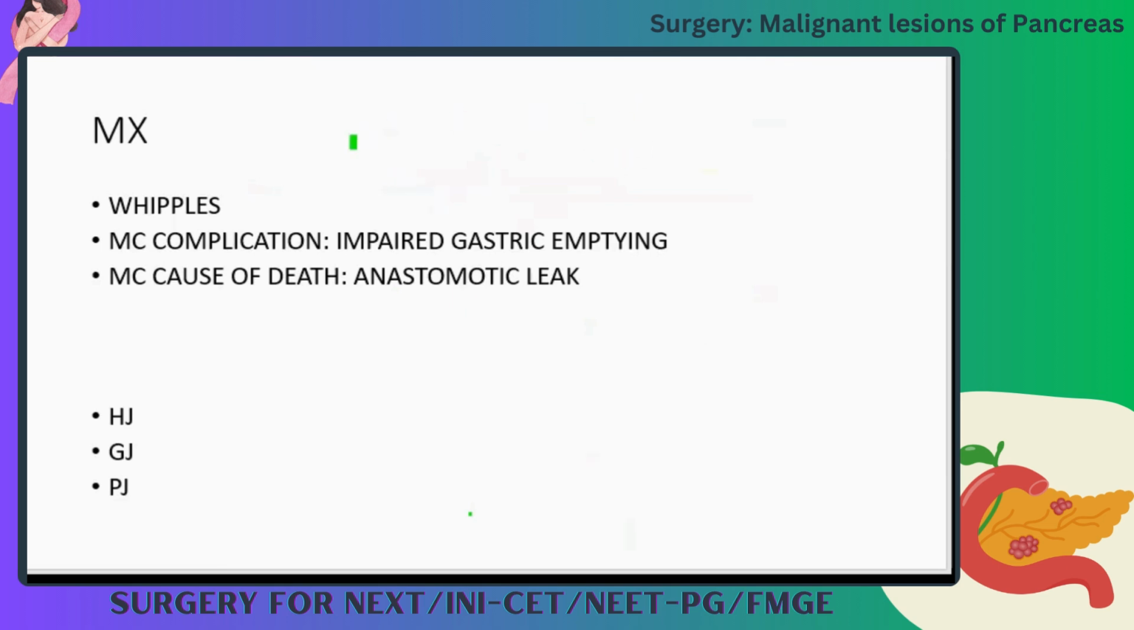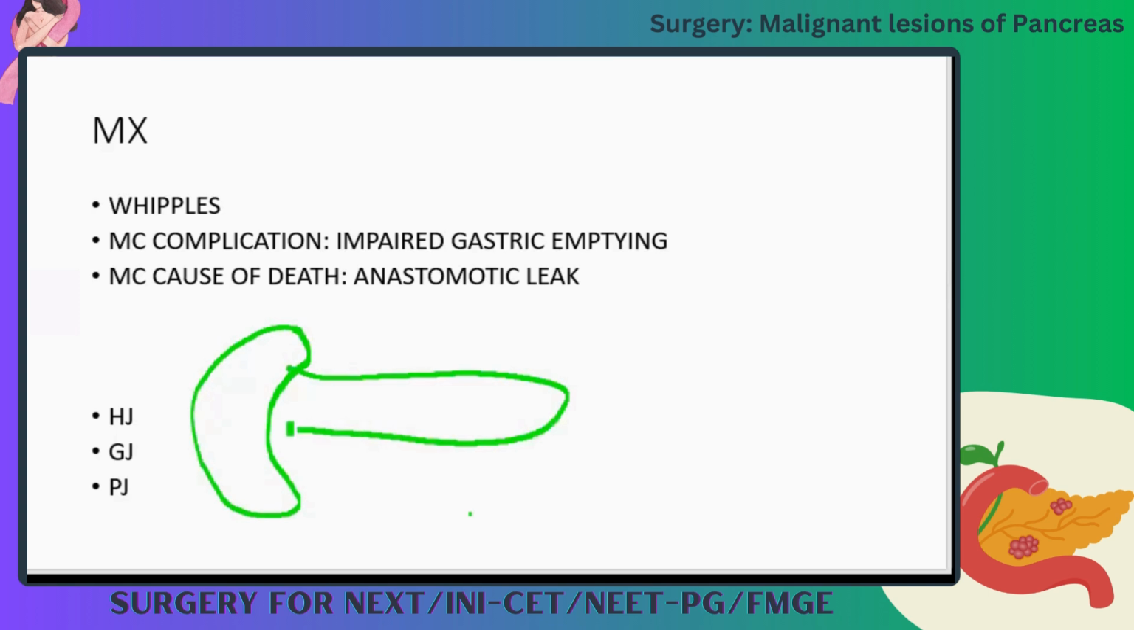See here, we are talking about periampullary cancer management. It is Whipple's pancreatoduodenectomy. So now this is the duodenum. This is the pancreas. This is the bile duct, and this is the pancreatic duct. In Whipple's operation, we remove the duodenum completely, the head of the pancreas, the distal bile duct and the pancreatic duct. These are removed.